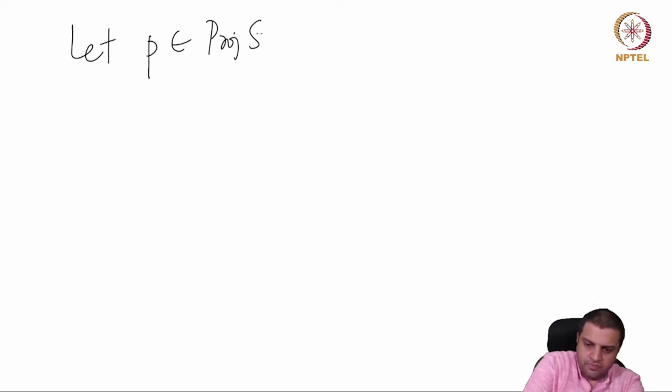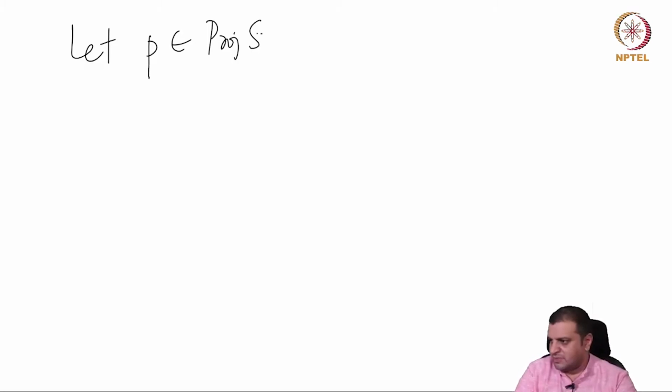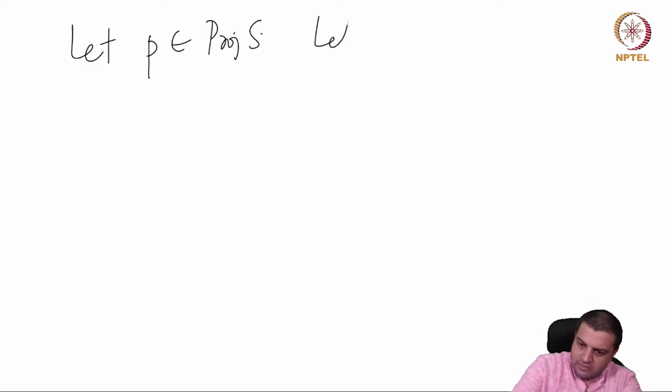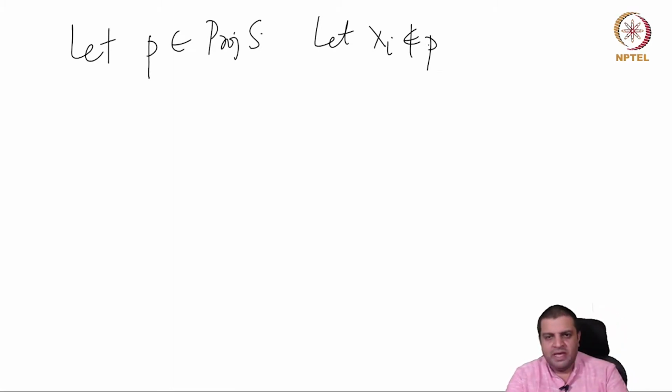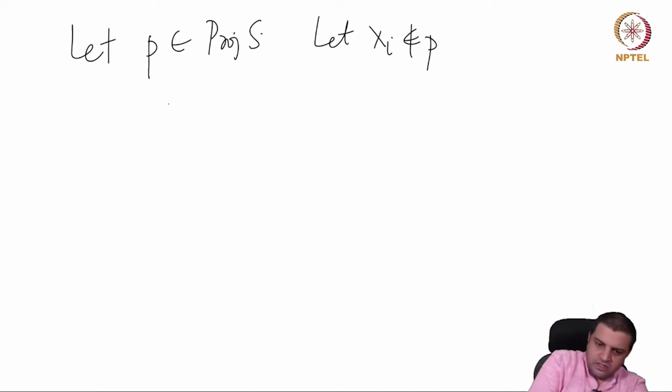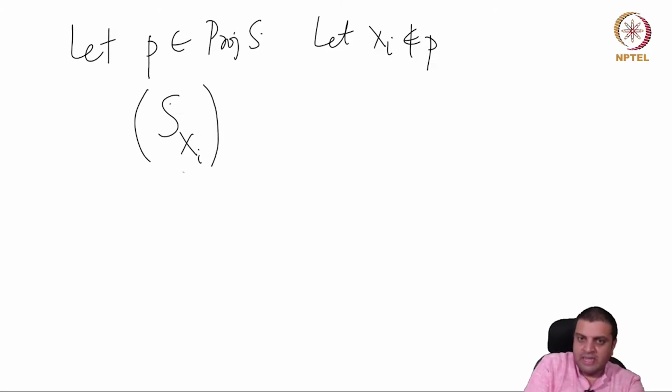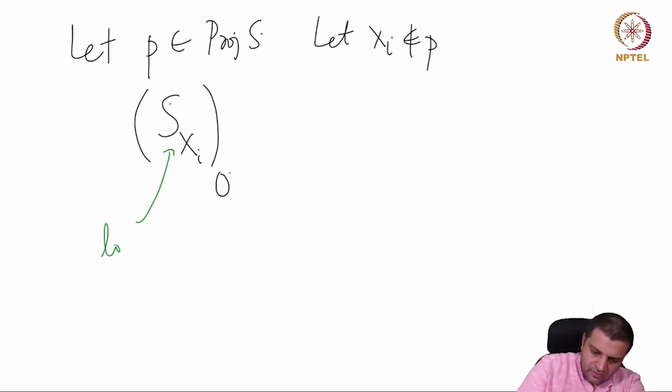Let P be in Proj, so it's a homogeneous prime not equal to the maximal ideal. Then let xi be not in P. If every xi is in P, then P has to be M, the homogeneous maximal ideal. So there is some i with this property. Now take S and localize at xi. This is a graded ring. Take its degree 0 part. Let's just write down what this is. This is the localization.